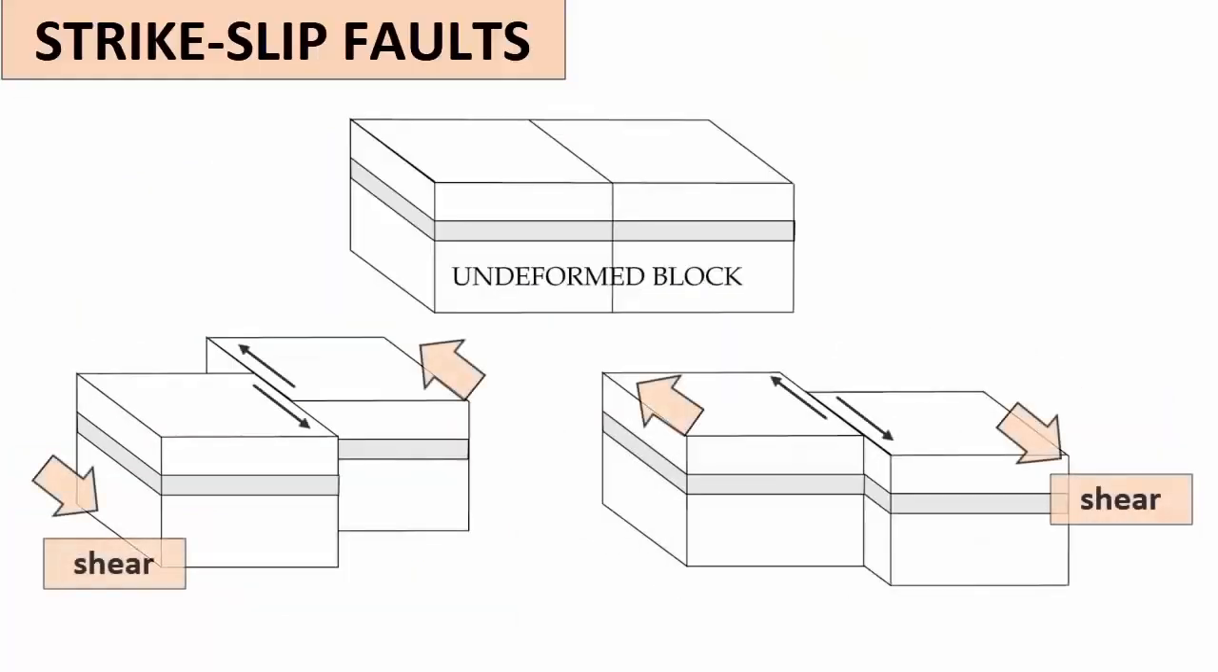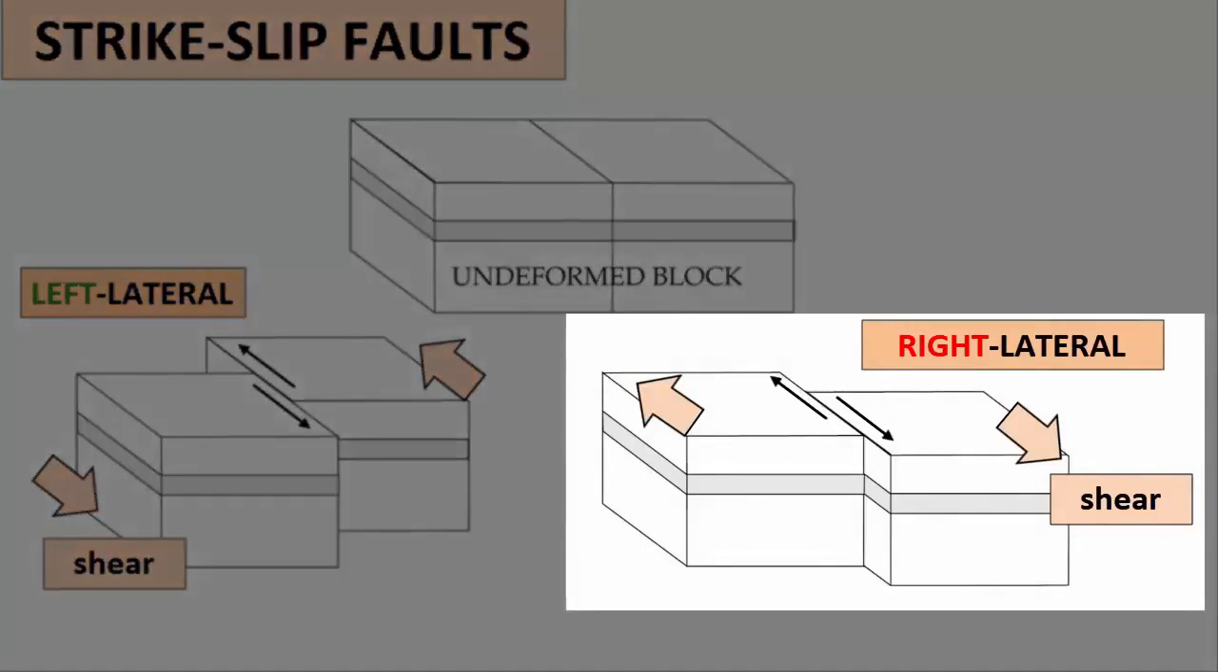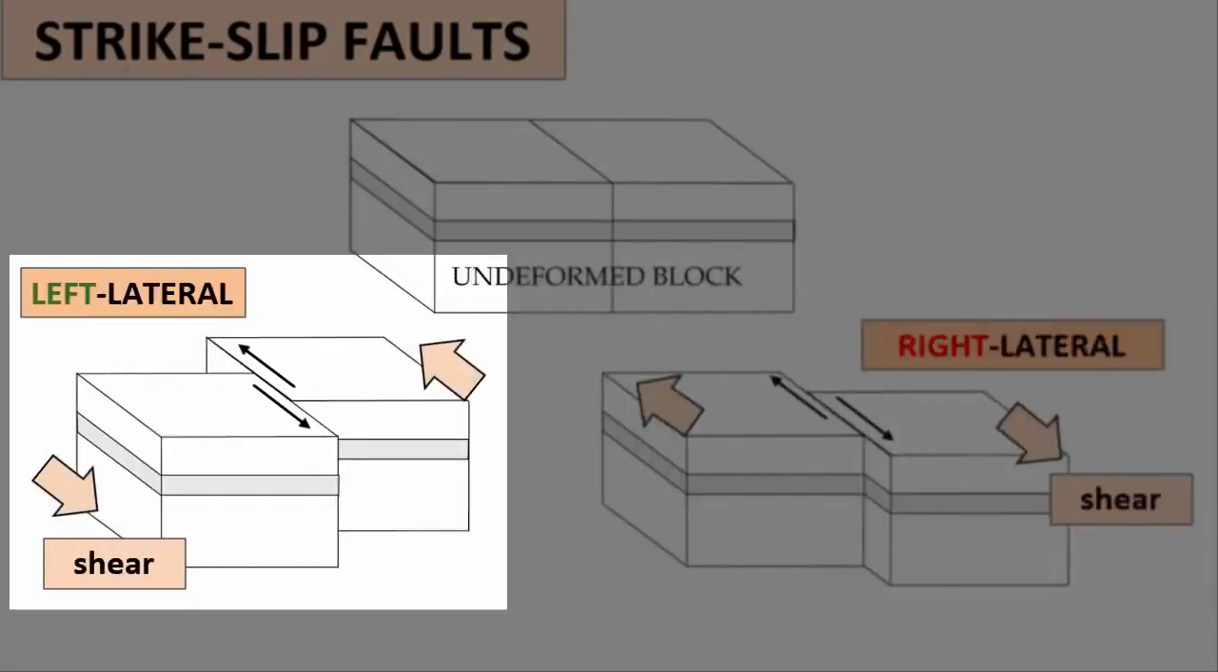Now let's return to strike-slip faults. Strike-slip faults can be further subclassified into right lateral and left lateral. Along a right lateral strike-slip fault, one side of the fault appears to have slipped right relative to the other. Along a left lateral strike-slip fault, one side appears to have slipped left.